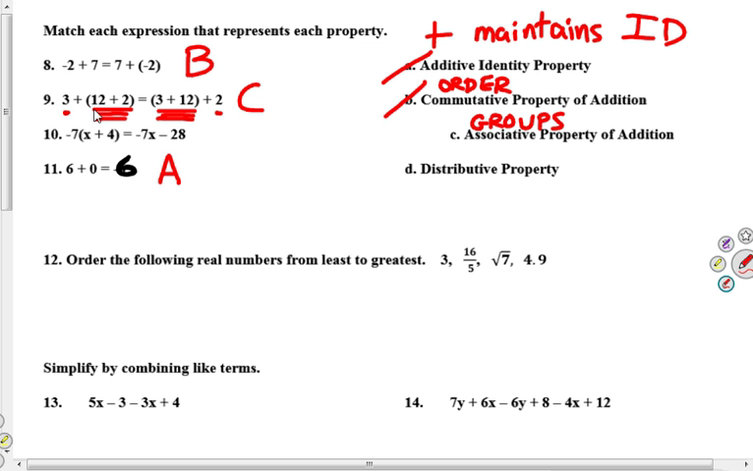Okay? And then finally, the distributive property should be one that you recognize. Maybe on the final, if distributive property is one of the choices, why don't you attack that one first? Because you've seen this for several years now through middle school and then to now. That's called the distributive property, where you sort of pass out the negative 7 to both pieces in the parentheses. So number 10 looks like D, the distributive property.